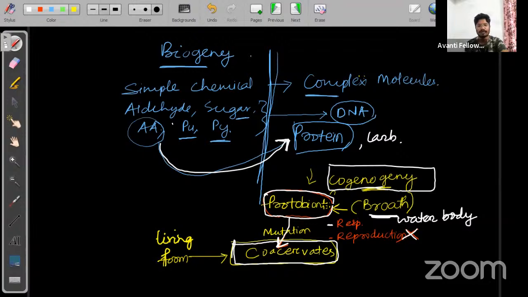Okay, so the formation of protobionts happened, which can be considered as a living form, but when a question is asked and in the options protobionts and cyocarbates both are given, cyocarbates will be the first living form which can reproduce and respire.